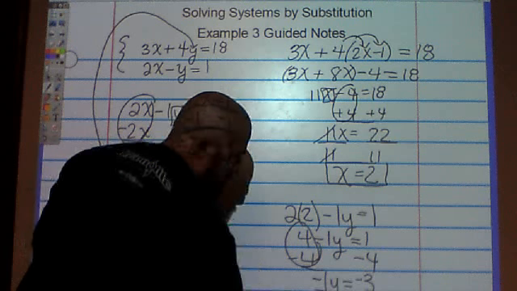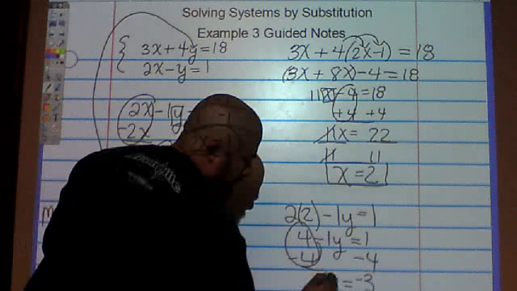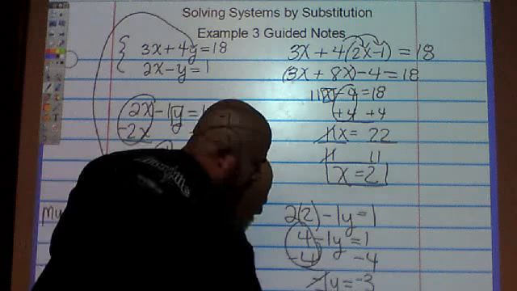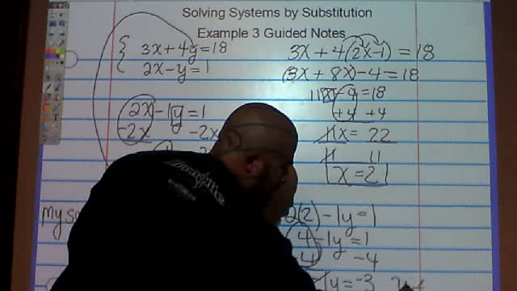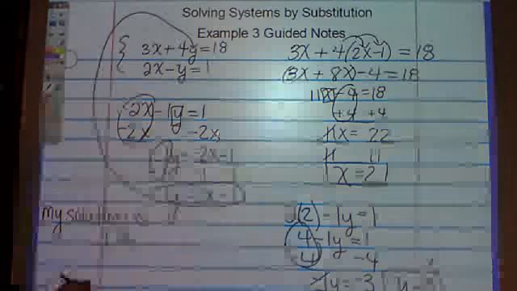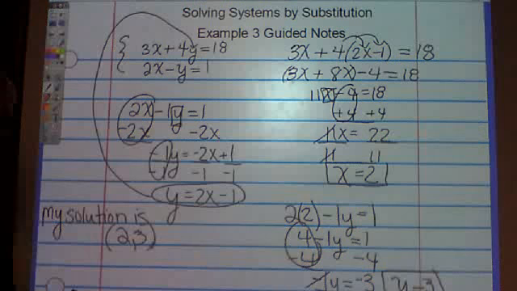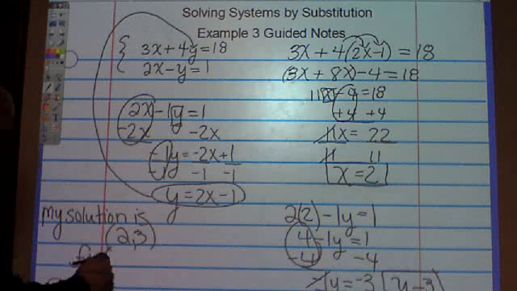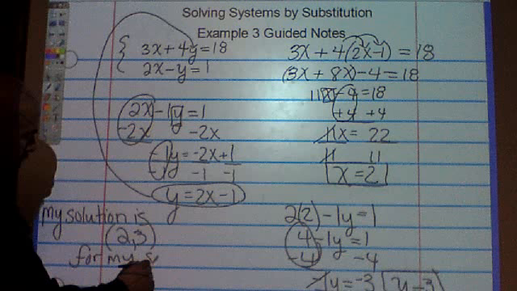Divide by negative 1. Cancels out. I'm going to write it here. y is equal to 3. So my solution is 2 comma 3 for my system.